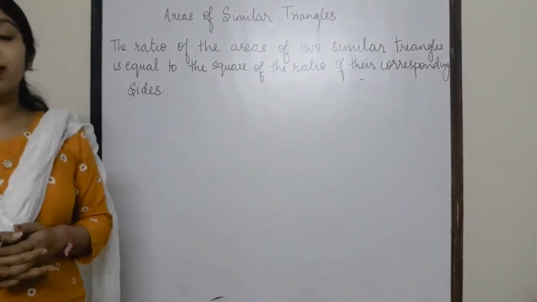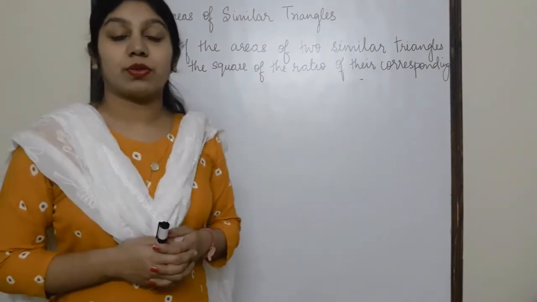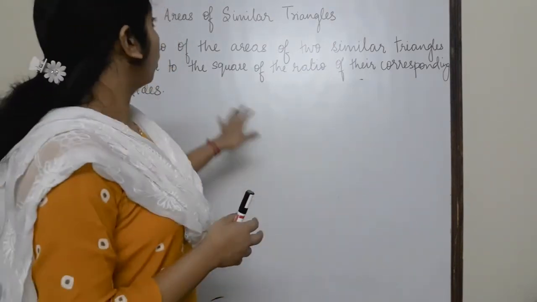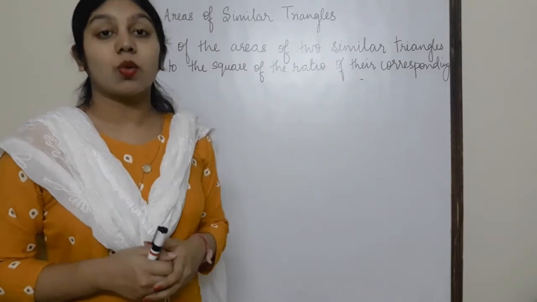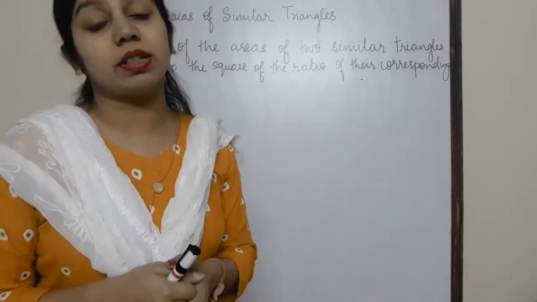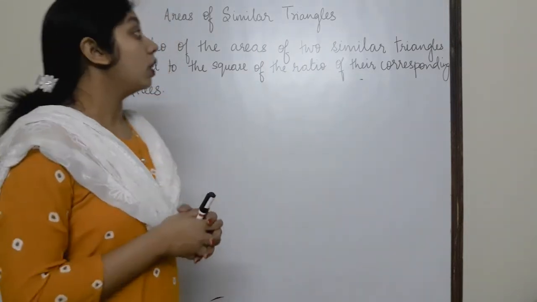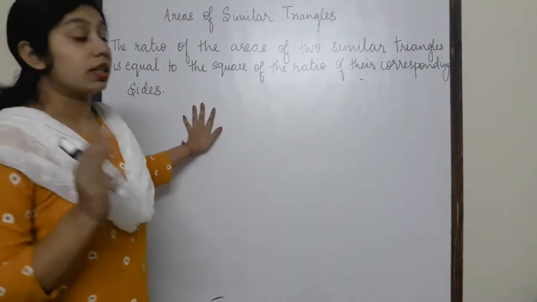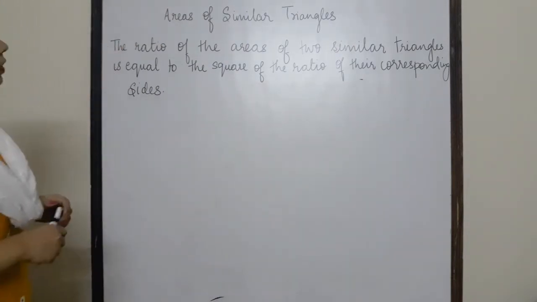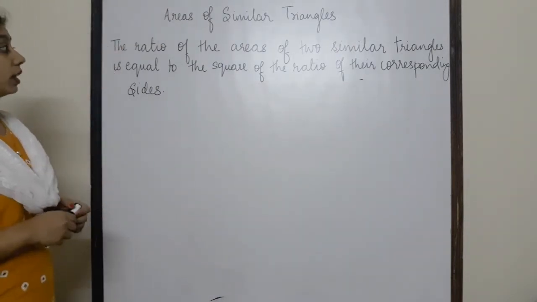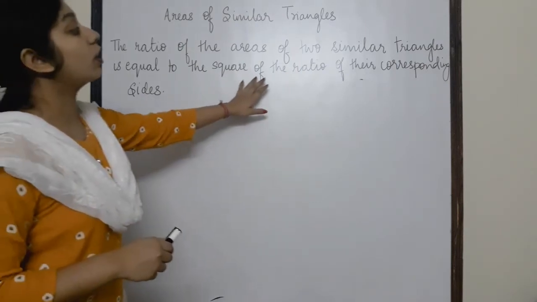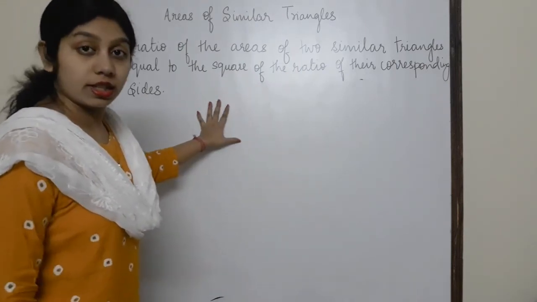How are you all? In the previous video, we have completed the theorem on areas of similar triangles, where the proof has been deleted by the CBSE. Now, this theorem states that the ratio of the areas of two similar triangles is equal to the square of the ratio of the corresponding sides.